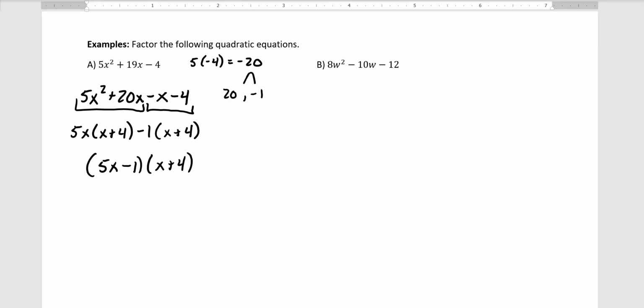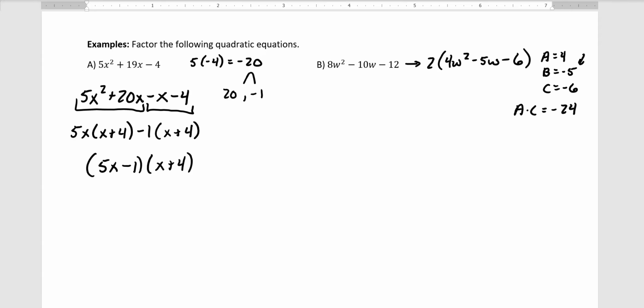Looking at B, ooh, this time I do have a GCF, don't I? So I'm going to start by factoring that 2 out. So I'll have 2 times 4w squared minus 5w minus 6. All right, so now I can use these smaller numbers. So I'll say A is 4, B is negative 5, C is negative 6. So A times C is negative 24. So two numbers that multiply to negative 24 add to negative 5.